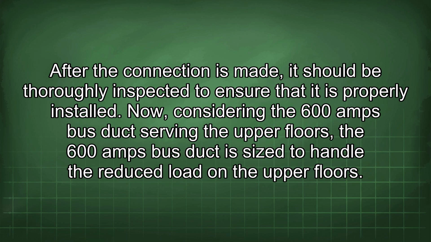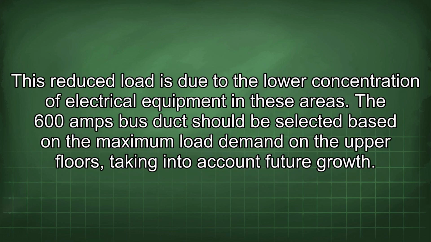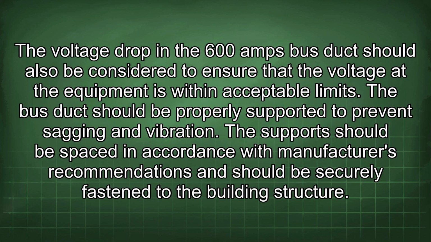Now, considering the 600 amps bus duct serving the upper floors, the 600 amps bus duct is sized to handle the reduced load on the upper floors. This reduced load is due to the lower concentration of electrical equipment in these areas. The 600 amps bus duct should be selected based on the maximum load demand on the upper floors, taking into account future growth. The voltage drop in the 600 amps bus duct should also be considered to ensure that the voltage at the equipment is within acceptable limits.